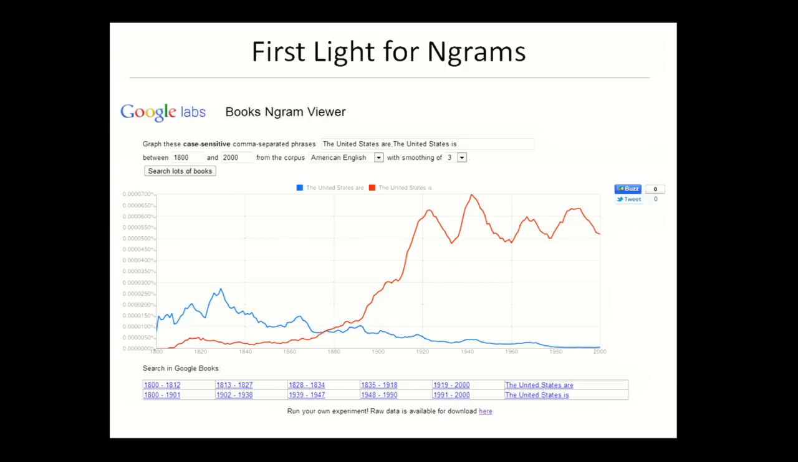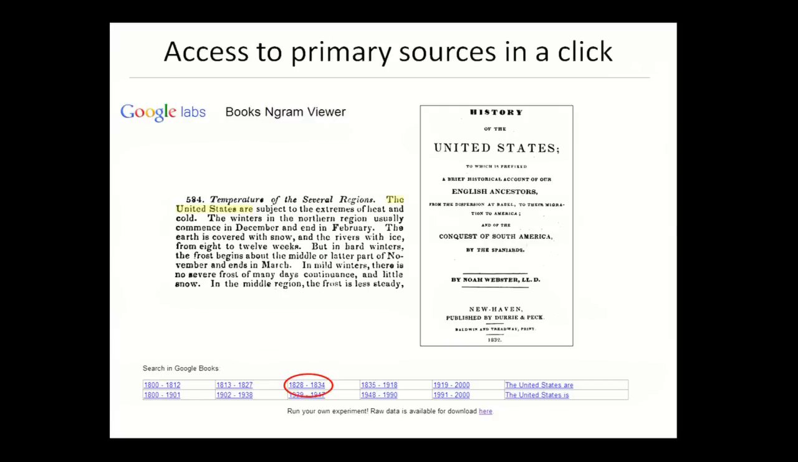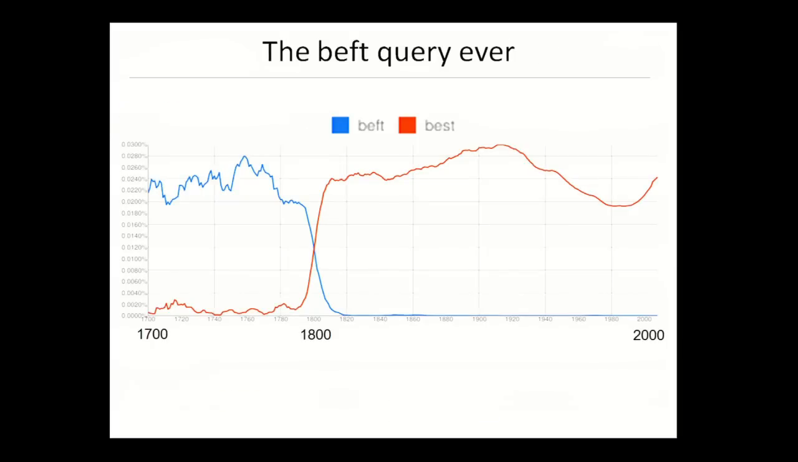You can just type in whatever word or phrase you're interested in, and it will tell you how frequently it's been used over time, like when did people start referring to the United States in the singular as opposed to the plural, which people have debated for a while, but now you can just check. You can link directly to the original primary sources, so you can do primary source stuff. This is the best query I've ever seen.